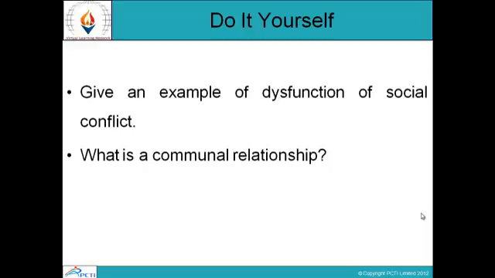These are some of the questions you have to do yourself. Give an example of dysfunction of social conflict and what is a communal relationship.